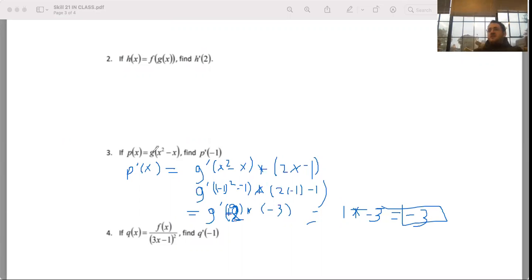But most of the problems on Delta Math are just going to be conventional product, quotient and chain rules. So make sure you know those rules with the function notation.